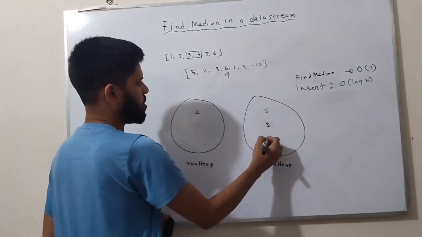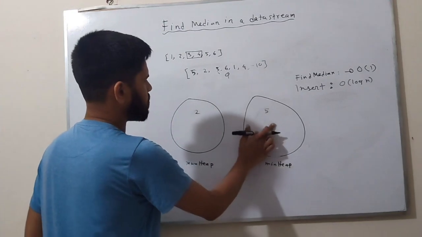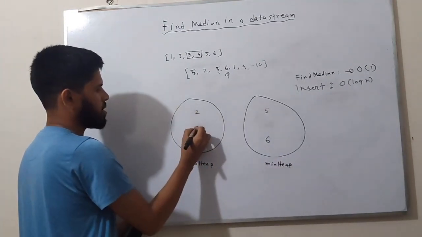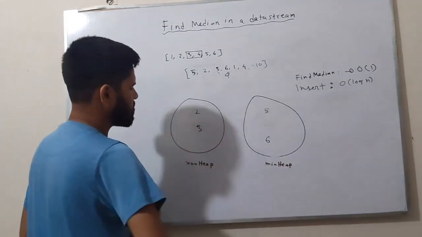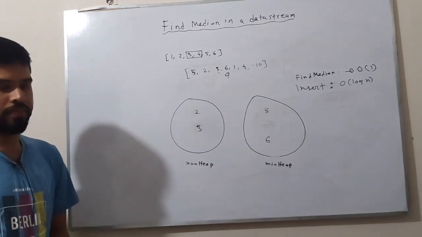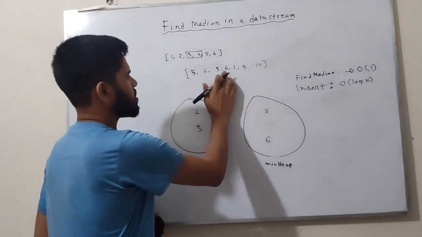6. Let's insert here. What is the minimum? 3. Let's remove it. Let's put it back here. Now we see the size of min heap is not less than this. So we'll do nothing. Let's move forward.